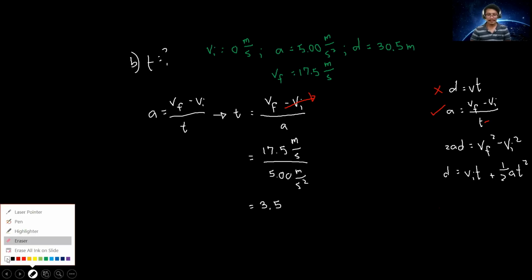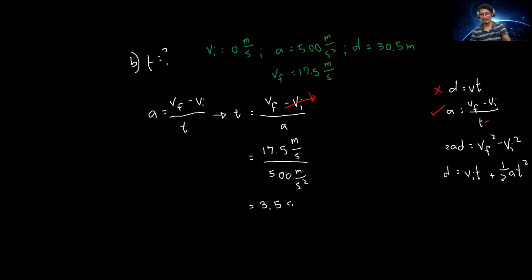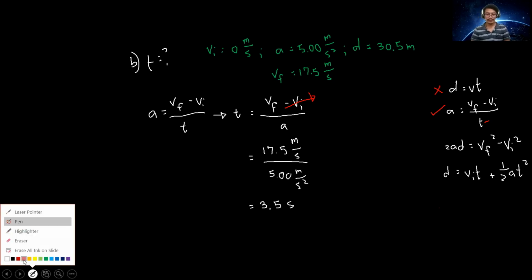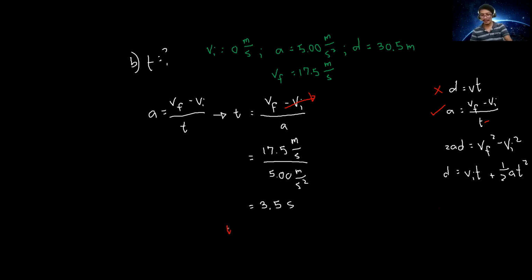3.5 seconds. But take note, we are going to follow the rules of significant figures. And how many significant figures do we need? We need 3 significant figures. So that means 3.5 is not our final answer. It should be 3.50 seconds. Okay? So the time is 3.50 seconds. Got it? Very easy, right?